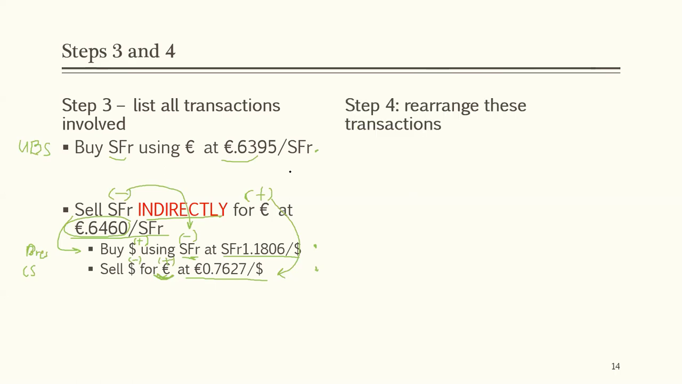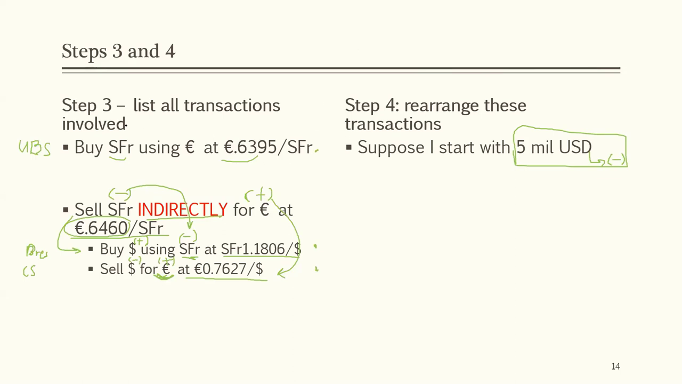Now, step four, we want to rearrange the transactions to fit with the currency that we start with. In this case, if I start with 5 million USD, then my first transaction should involve using the USD. So now I have the USD, I need to be able to use it. So in my first transaction, I should be looking to use the USD, selling the USD to acquire another currency.